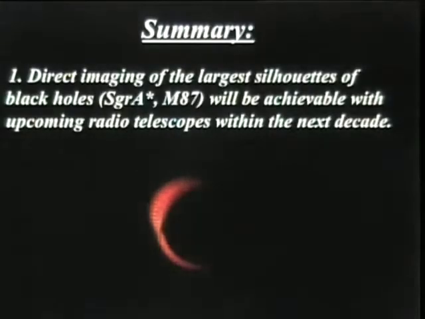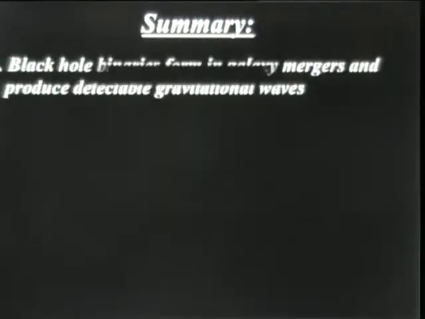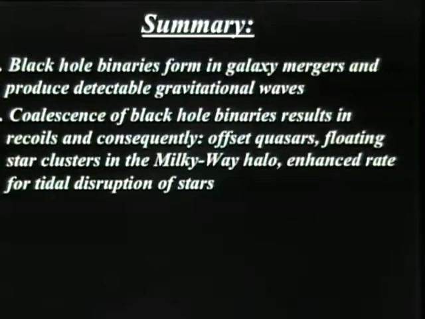So let me summarize. The first topic that I focused on was the possibility of directly imaging the silhouettes of the black holes in the Milky Way galaxy and in M87. We have the technology right now to construct radio interferometers that will allow us to obtain these two images and learn both about the accretion flow near these black holes and about possibly testing general relativity. And black hole binaries have interesting effects that are being pursued and can allow us to learn or test general relativity during galaxy mergers. Therefore, they produce gravitational waves that we hope to detect, perhaps if extended LISA will be funded one day.